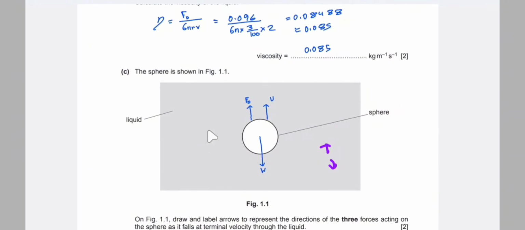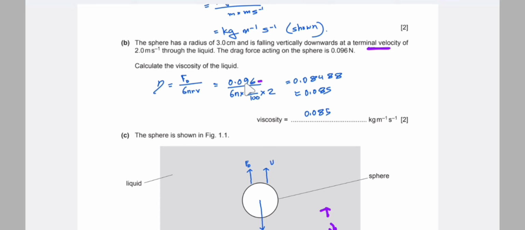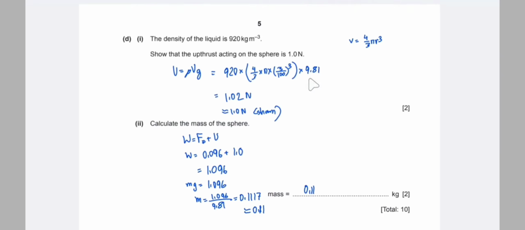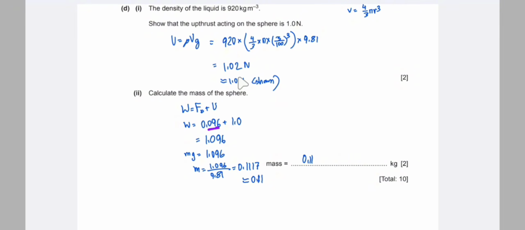We know the value of the drag force, that is 0.096, and the upthrust we have found, that is 1.0 Newton. So what is the weight? We have calculated the value of weight from these two values. We know that weight is equal to mass into gravitational field strength. So mass is equal to weight by gravitational field strength, that is 9.81. So we get the mass as given. We write our answer to two significant figures, that is 0.11, so 0.11 to 2 SF.